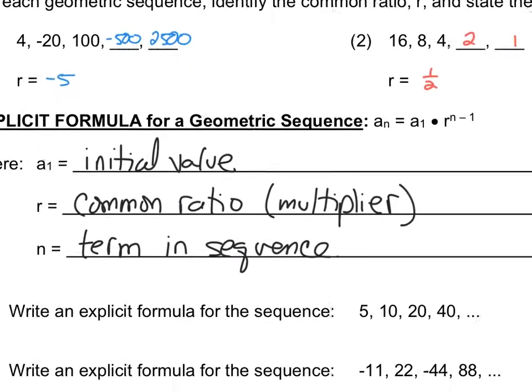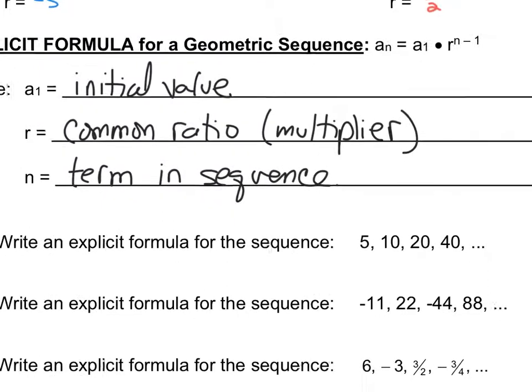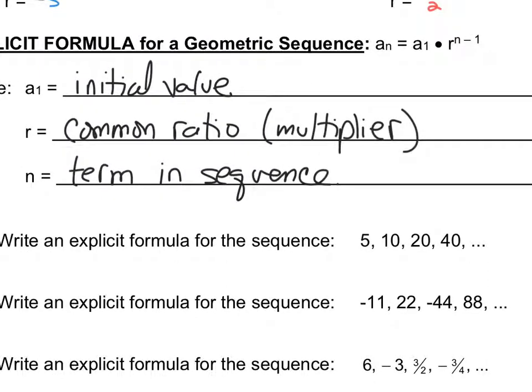All right, so the explicit formula, it's not going to be bad because all I'm going to do is start with my initial value. I have 5, so that's my a sub 1. The r value is 2. So my formula here would be a sub n equals 5 times 2 to the n minus 1 power.